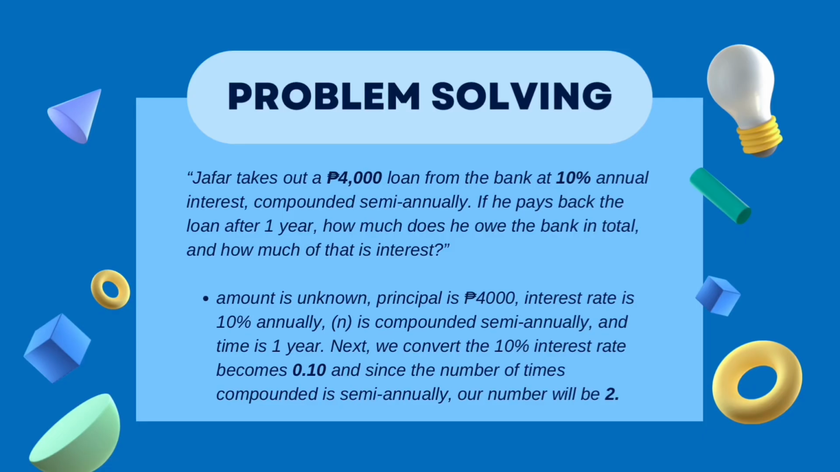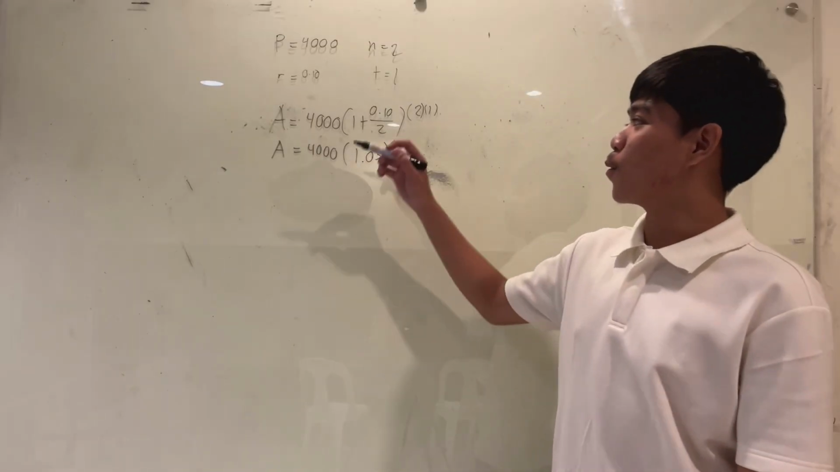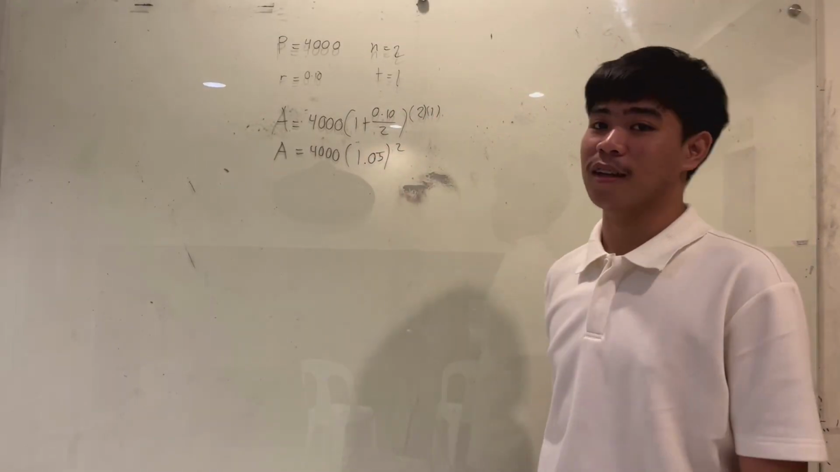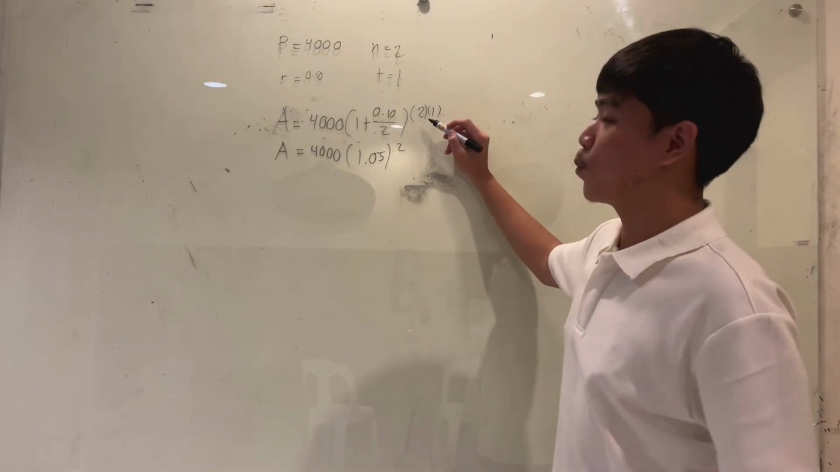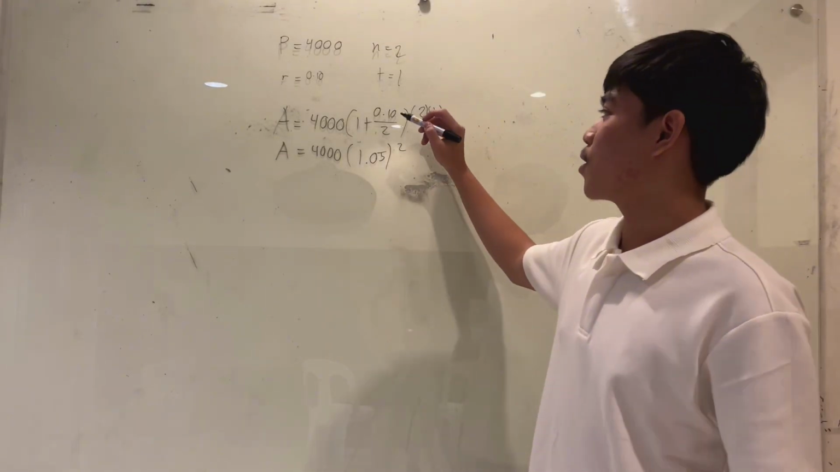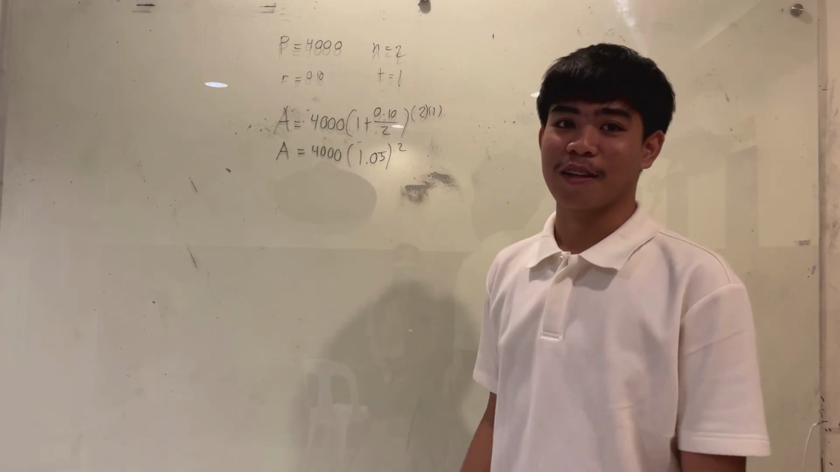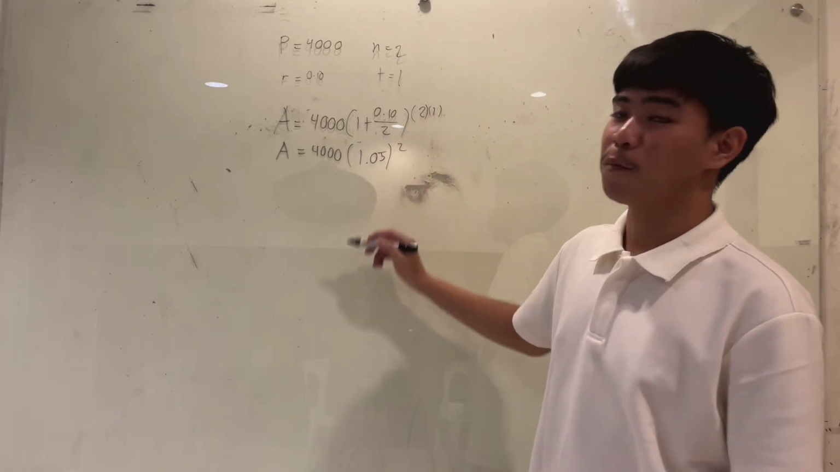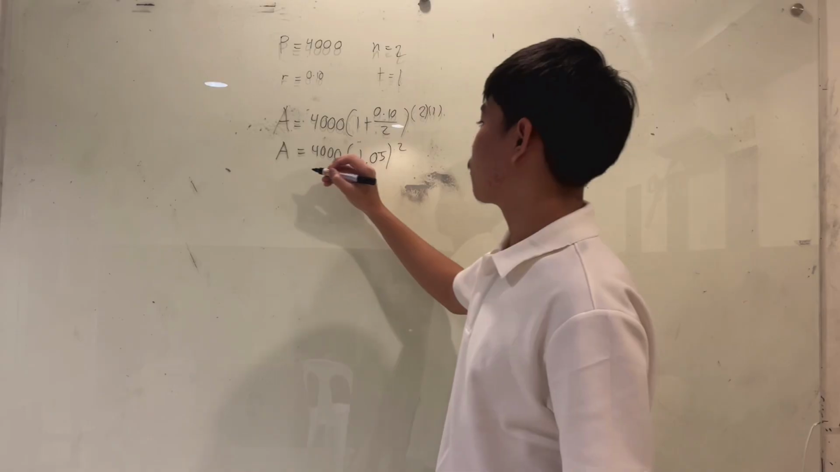Next, we convert the 10% interest rate, which becomes 0.10. And since the number of times compounded is semi-annually, our number will be 2. So when we substitute, we get 4,000 times (1 plus 0.10 divided by 2) raised to 2 times 1. Since 0.10 divided by 2 is 0.05, when you add 1, it will become 1.05. So let's solve.